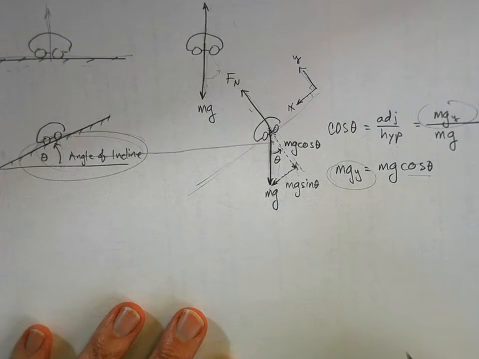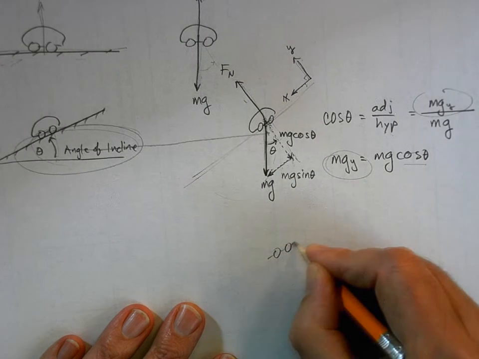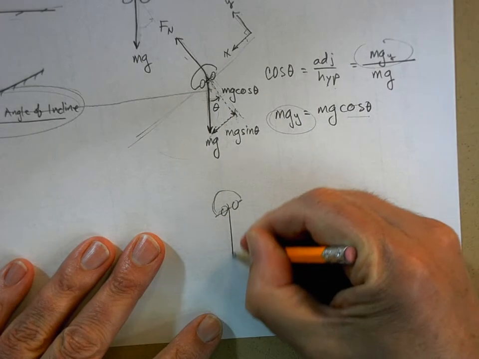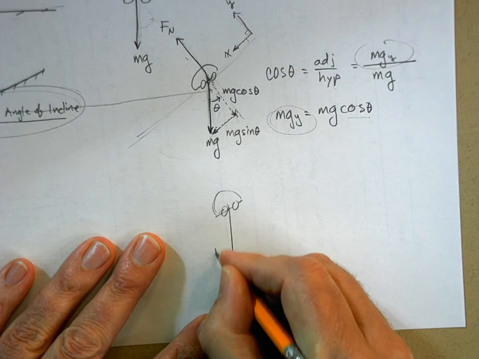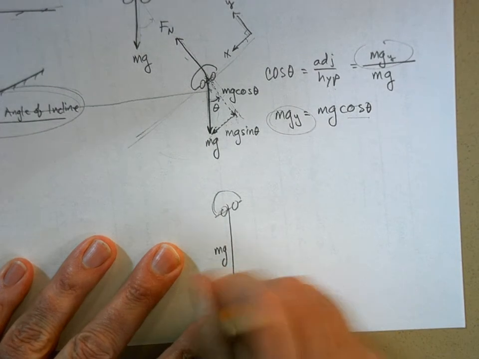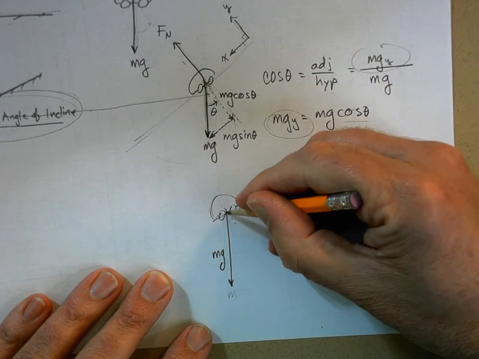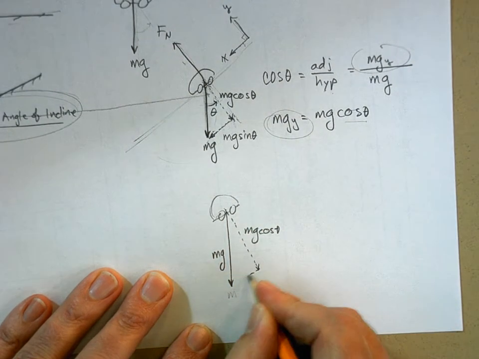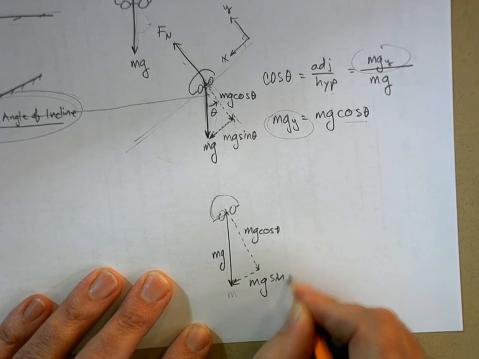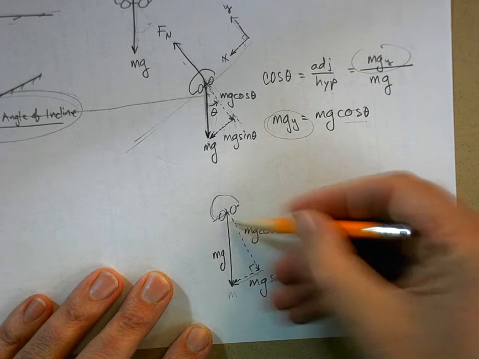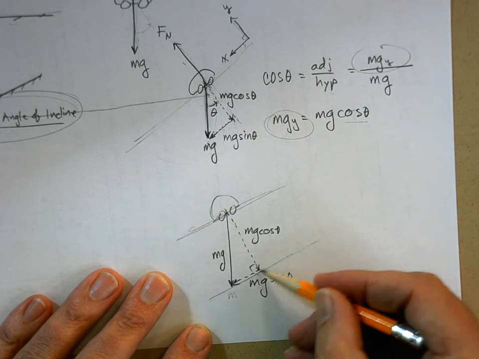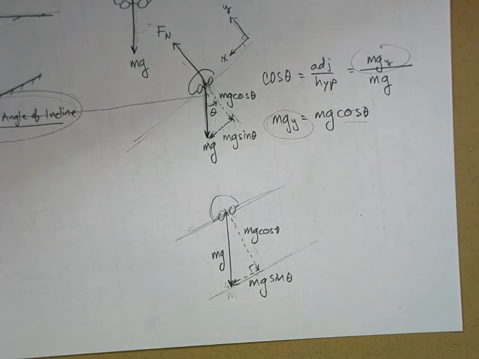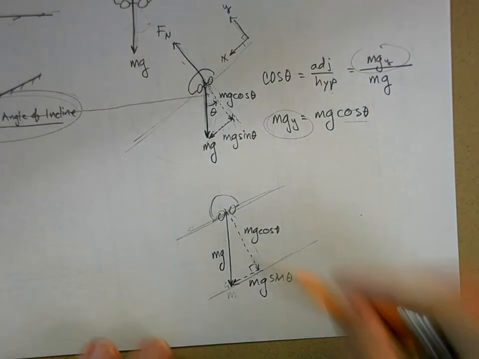Now I kind of crowded that up, so I'm going to redraw it. Here's my toy car on the incline. Here's my weight. I'll draw it like this. Here's my weight, because it's the hypotenuse. Here's mg cosine theta. And here's mg sine theta. These are perpendicular. This is parallel to the incline. Here's the incline. Here's mg sine theta in this direction. Mg cosine theta is perpendicular to the incline. So we have resolved or broken up the weight into x and y components.